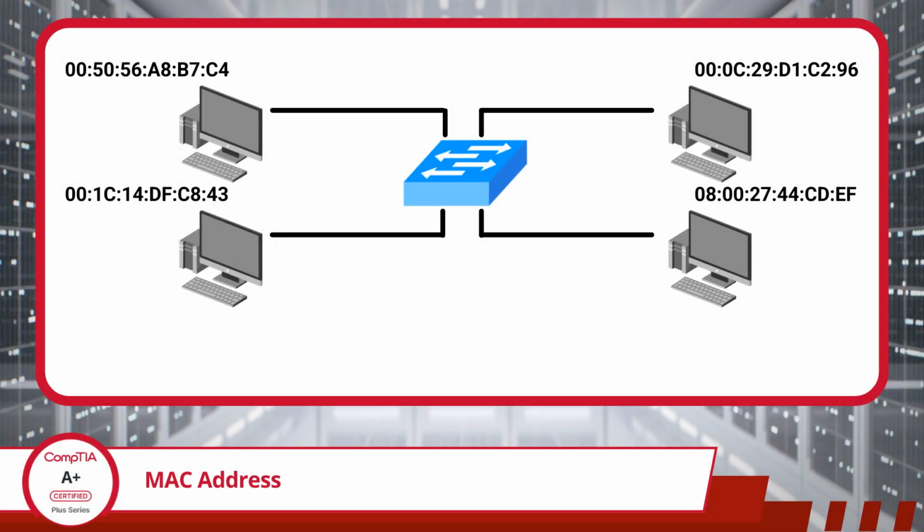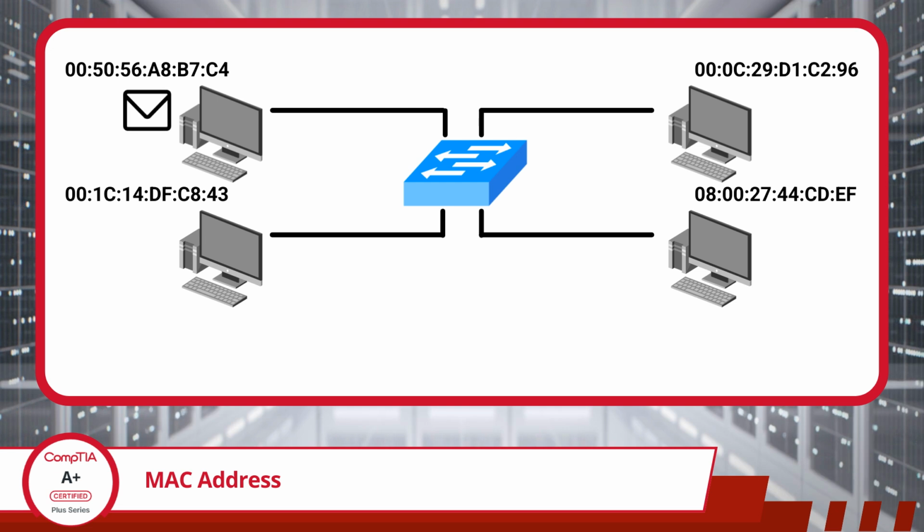Now, you might be wondering, how are MAC addresses used? Well, MAC addresses play a vital role in the communication between devices on a local area network, or LAN. When you send data from your device to another device within the same local area network, the MAC address is used to identify the intended recipient. It helps ensure that your message reaches the correct destination. So why don't we look at this in action?